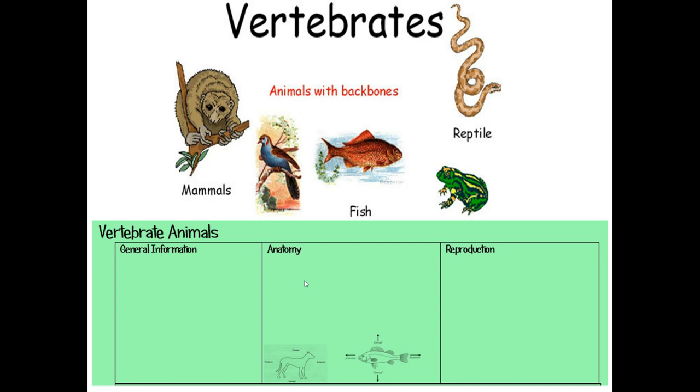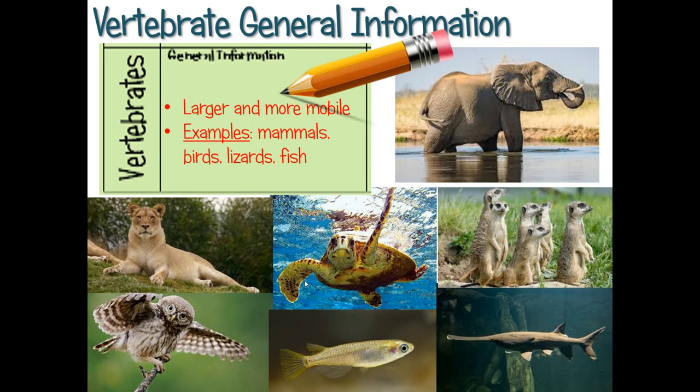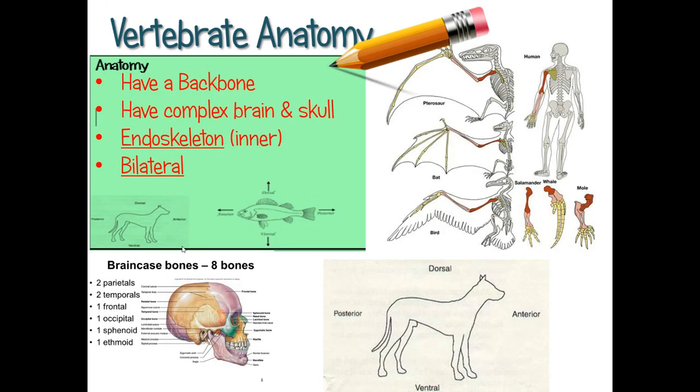All right, the next grouping are the vertebrates. These are animals with a backbone. General information, they're usually the dominant animals of an ecosystem. They're larger, they're more mobile. A lot of times they're higher up on the food chain. So examples are going to be humans, birds, turtles, lemurs, sharks, fish, right? Lions, tigers, bears. These are all vertebrates. Anything that has that internal skeleton is a vertebrate.